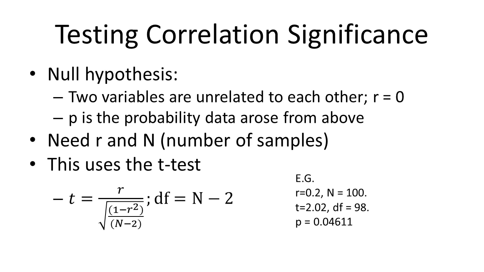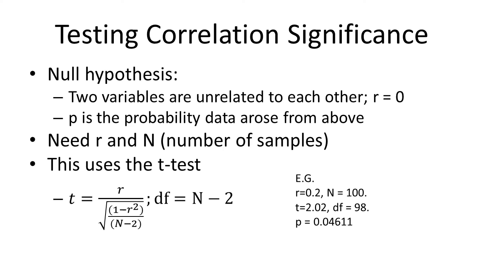And then there's also testing correlation for significance. So the null hypothesis is going to be that the two variables are unrelated to each other, or rather that r equals 0. P then is the probability that the data arose from that, given the null hypothesis that they're not related. So what you need for that, again, is just r and n, the number of samples, and thankfully this is actually very easy. You just use the t-test, and here t is equal to r over this value. The df is actually n minus 2 rather than the typical n minus 1 that we're used to.